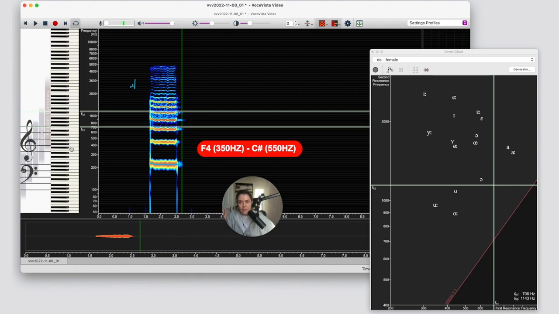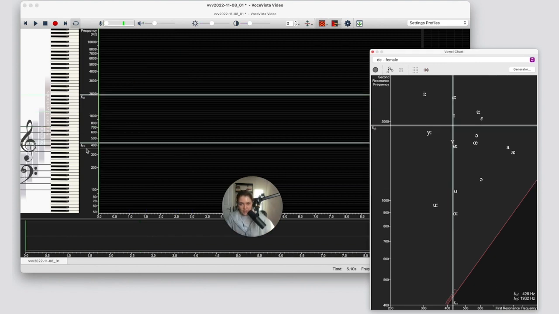So if I'm boosting from F4, what's double 350? It's 700. What's double 550? It's 1100. So from 700 to 1100 is actually the range at which I want to be boosting, to make sure that I stay nice and stable and I sound in that pop style and I don't flip over. That's where I want to be resonance-wise.